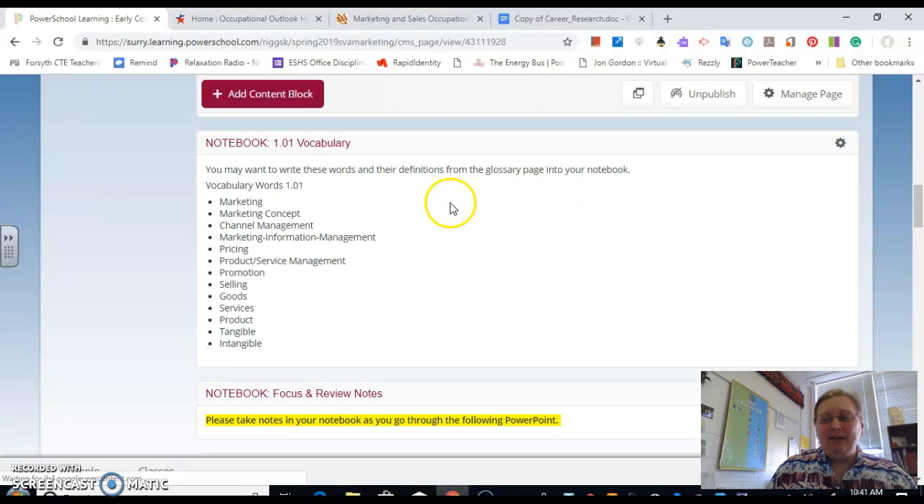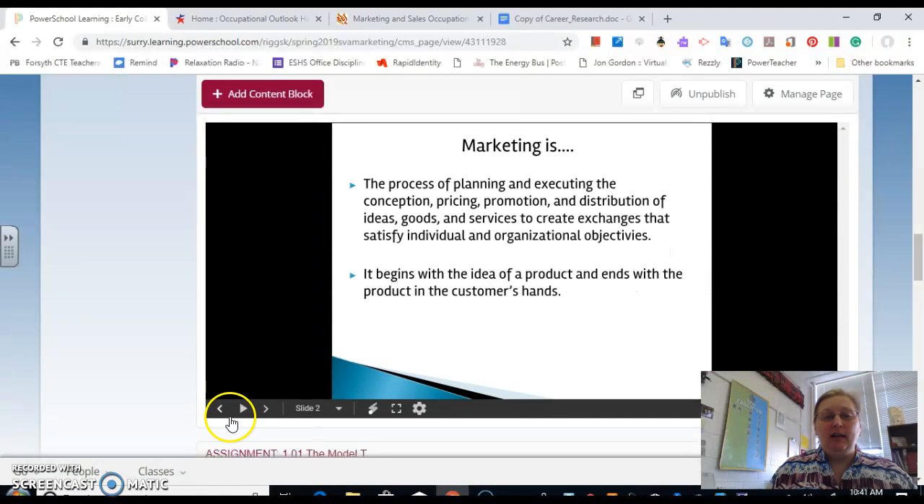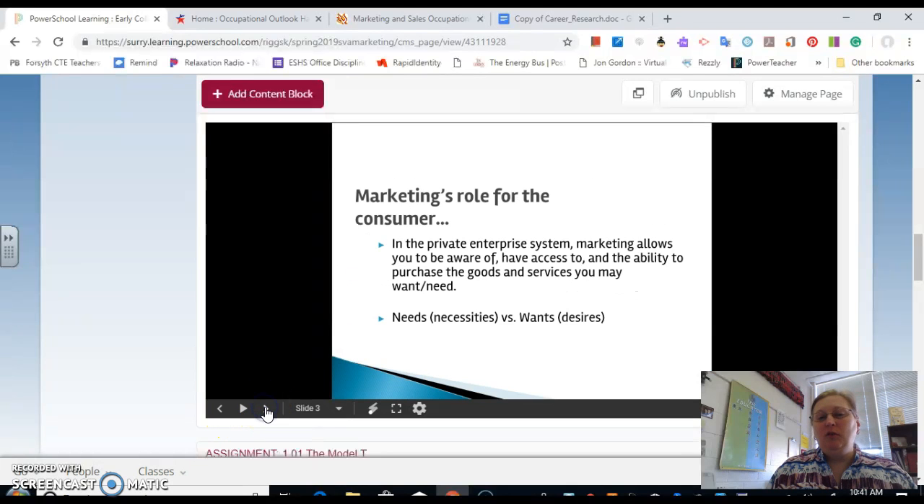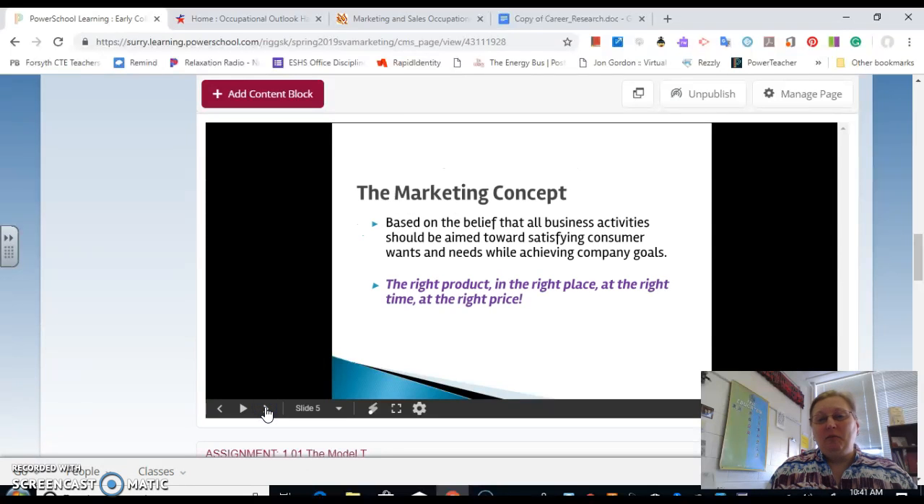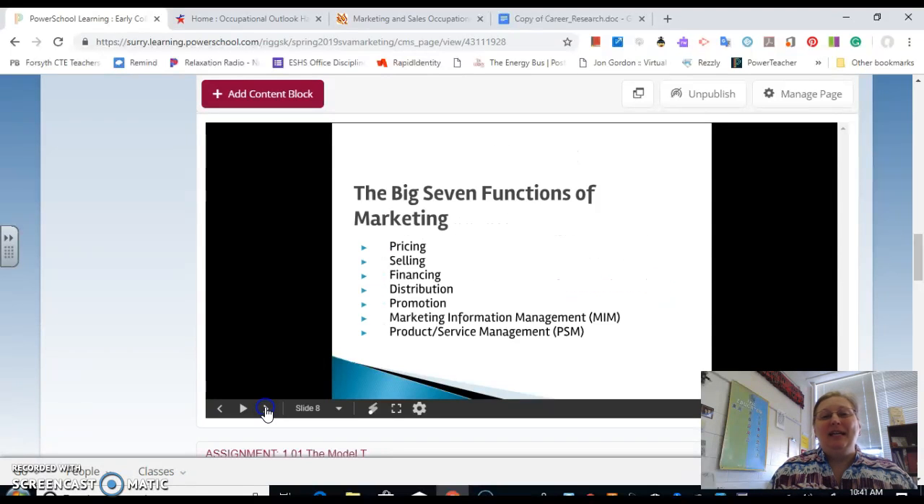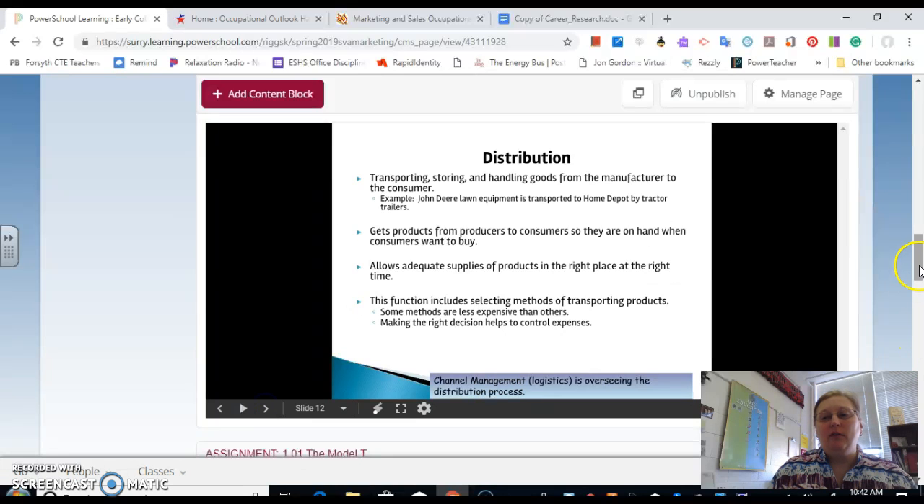And then the vocabulary. I would write these words in my notebook. There's a link for the glossary page, and just look up these words so I know what they are. Then we have your actual notes for this unit, and you will put this in your notebook. I would do outline notes or something to that effect. This goes over the basics of marketing, what the marketing concept is, and the big 7 functions of marketing that you have to know, because we're going to talk about those throughout the entire course. So you definitely want to make notes on those.